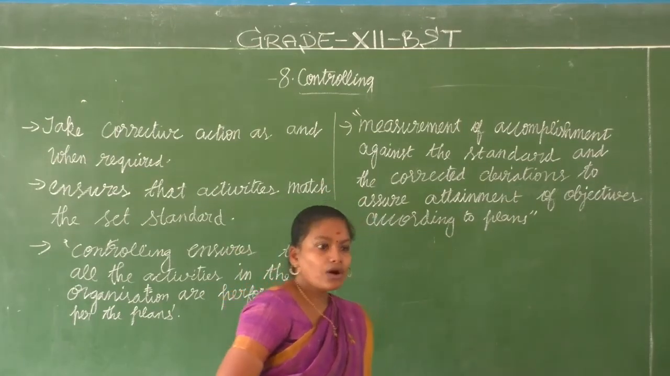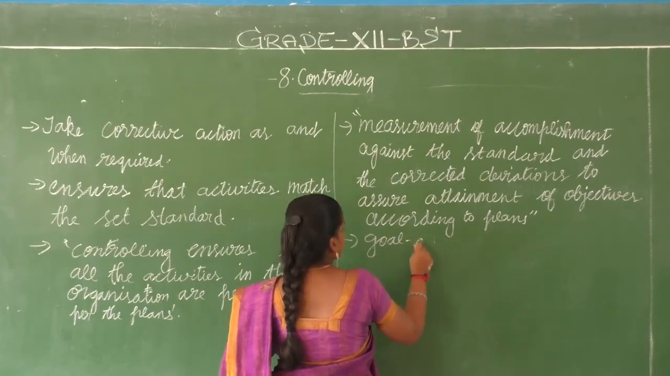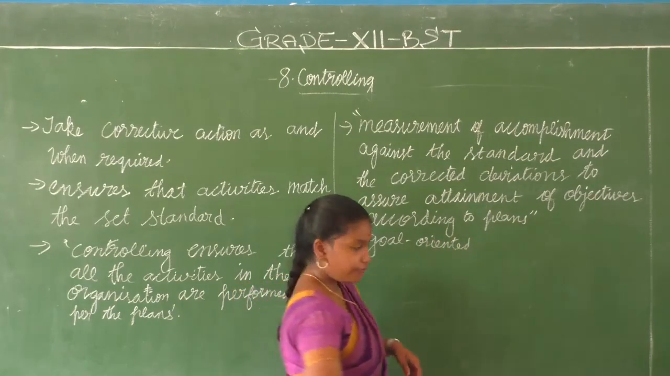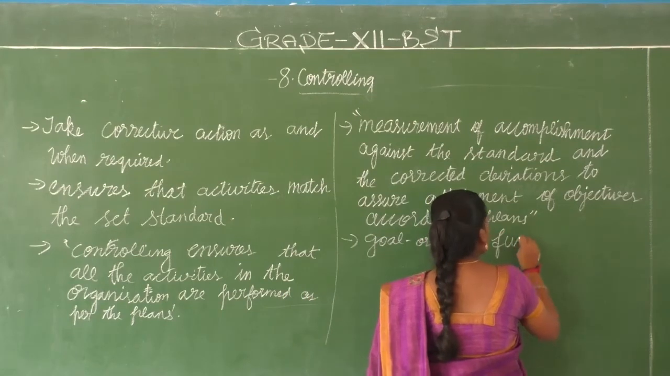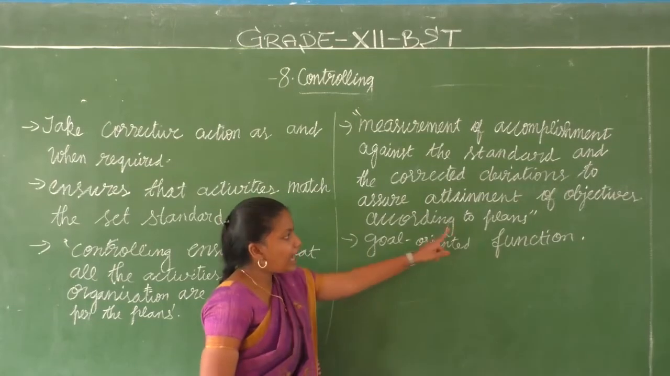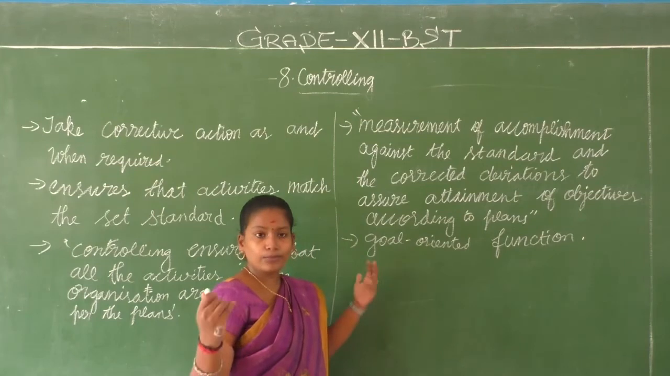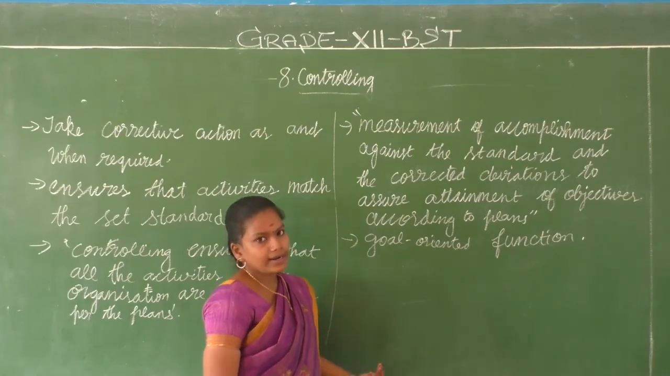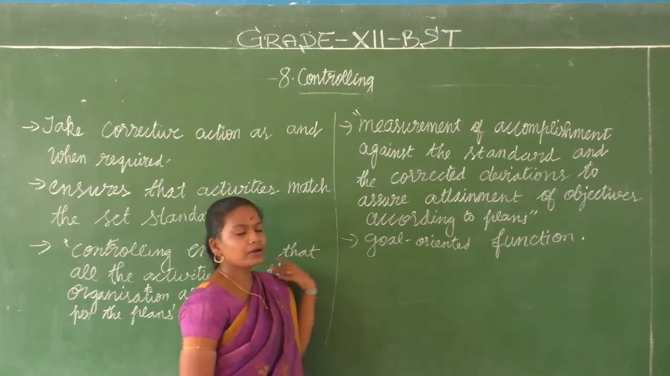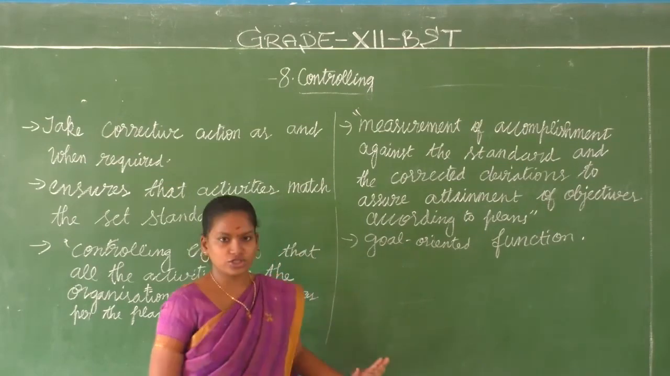Okay? And what is controlling basically? It is a goal-oriented process. It is a goal-oriented function. Why do we say it is a goal-oriented function? Goal-oriented is, we check whether things are going as per the plan, whether they are going according to the objectives and standards we set, right? So it is goal oriented, because we check that goals are being attained, it is a goal oriented function.